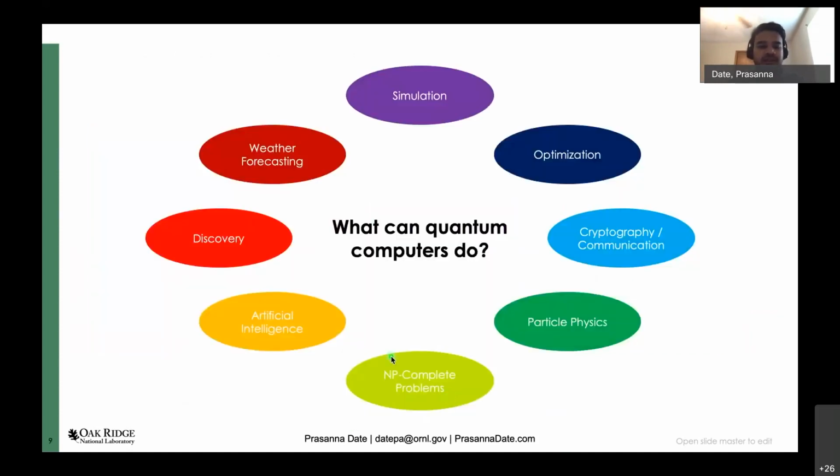Okay, so then the next question is, what can quantum computers do? And really, they can tackle a whole bunch of problems. Well, at least in theory, they can, ranging from simulation, weather forecasting, discovery, AI, solving NP-complete problems, or solving high-energy physics problems, cryptography, or even optimization. In this talk, we are going to talk about AI, that is, use of quantum computers for AI, and use of quantum computers for optimization, and those are sort of related. And we might briefly touch upon using quantum computers for solving NP-complete problems. These are just some of the things that quantum computers can do in theory.